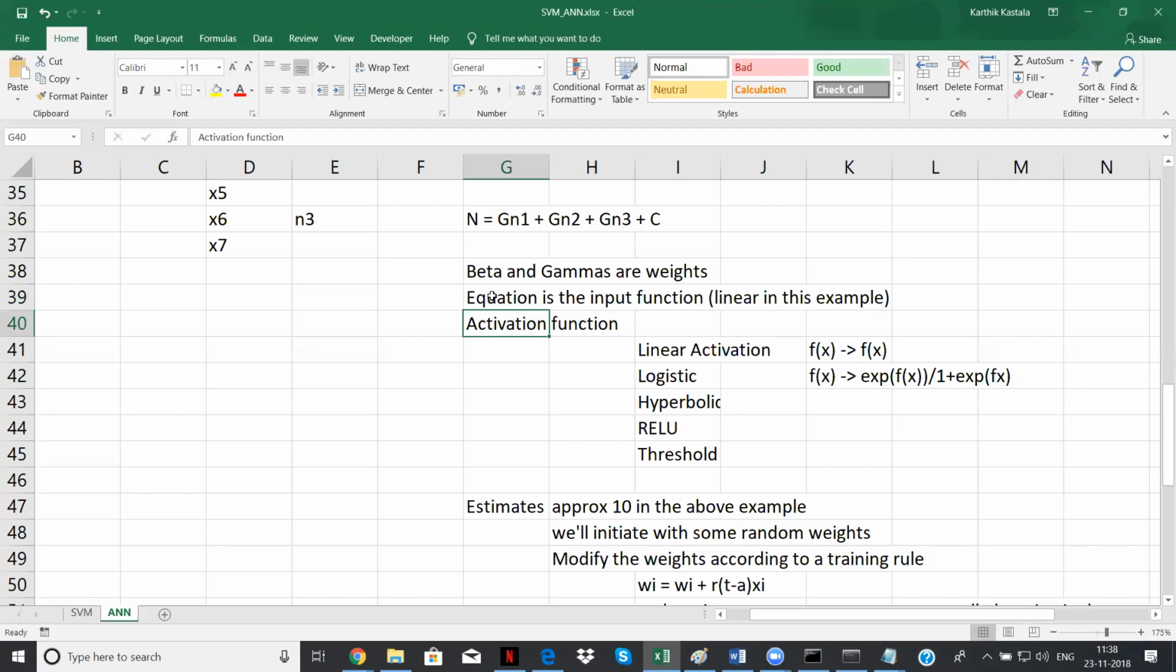Threshold is where you are fixing certain limits or endpoints beyond which you are not changing your betas. Clear? So these are some of the activation functions available. One such modern activation function that people keep talking about these days is ReLU. R-E-L-U, ReLU.